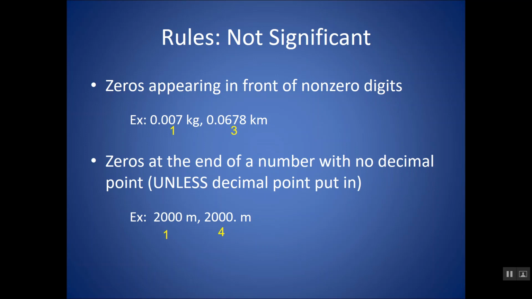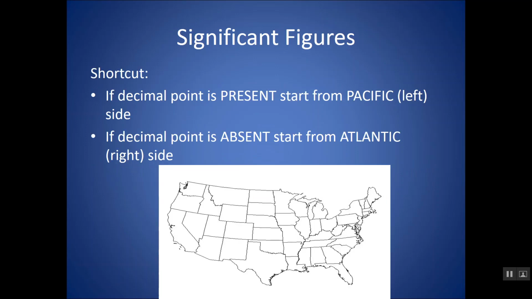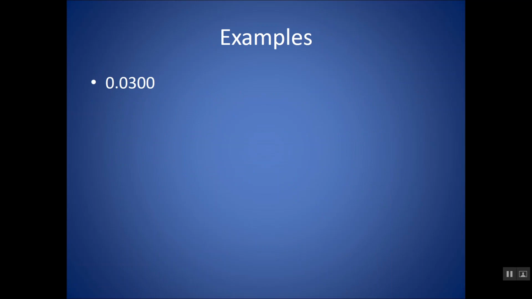So these rules can be confusing and annoying to memorize, so there is a shortcut where you can bypass memorizing them. The shortcut is like this. You look at a number. If the decimal point is present, you start looking at that number from the Pacific side, or the left side. PP, present Pacific. If the decimal point is absent, we start looking at the number from the Atlantic side. AA, absent Atlantic. So let's look at an example.